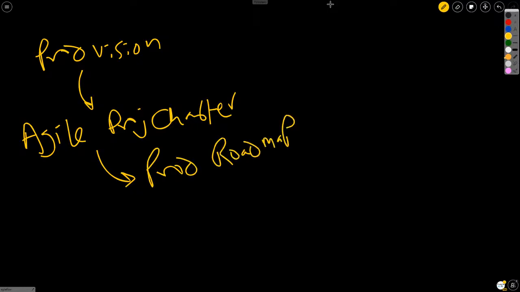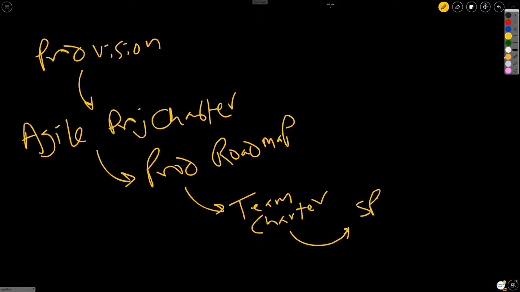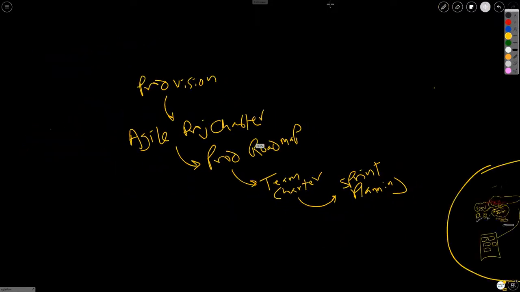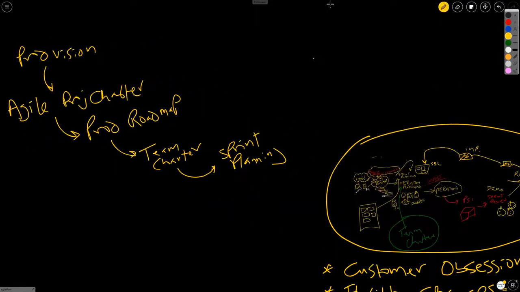And then you begin the concept of chartering, and then you think about the concept of sprint planning. And you think about the concept of the sprint itself, which is really a container for everything else. Okay, so the sprint is a container for everything else.